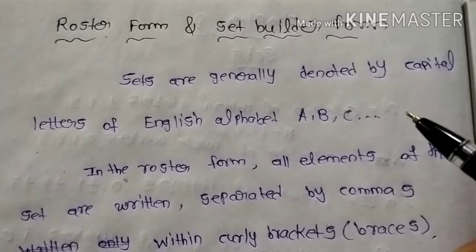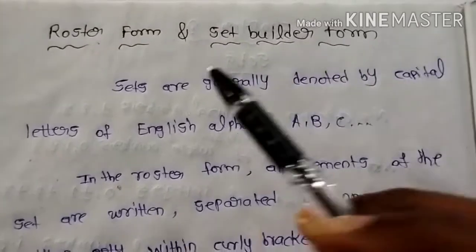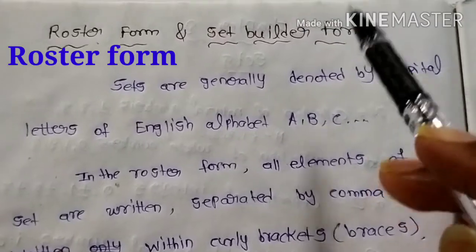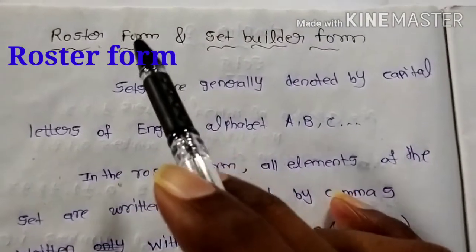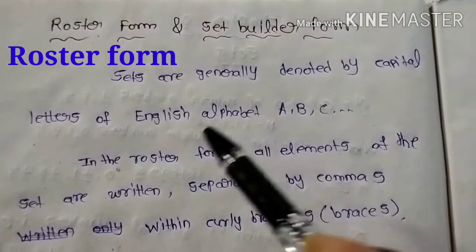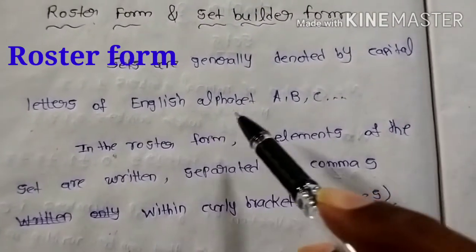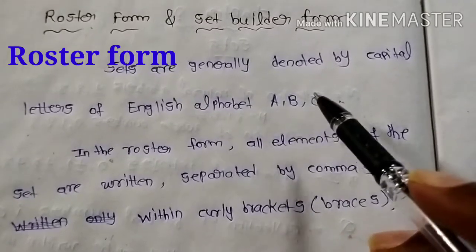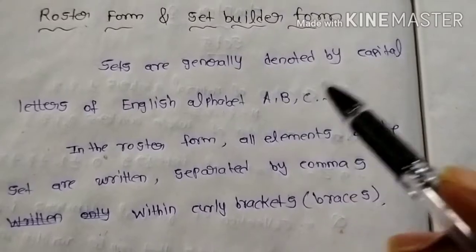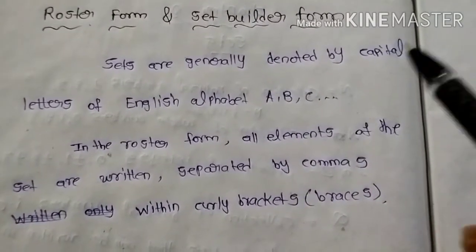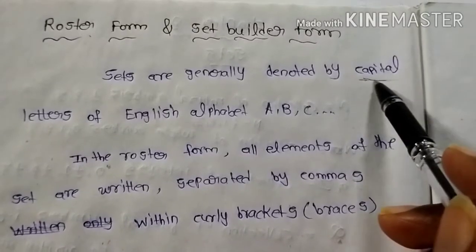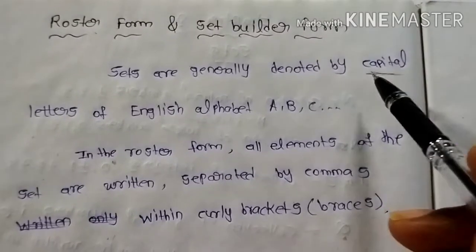Now you can see here sets can be represented in roster form and set builder form. First of all, I will explain roster form. Sets are generally denoted by capital letters of the English alphabet A, B, C and so on up to Z. Any set can be represented by capital letters only, not small letters.